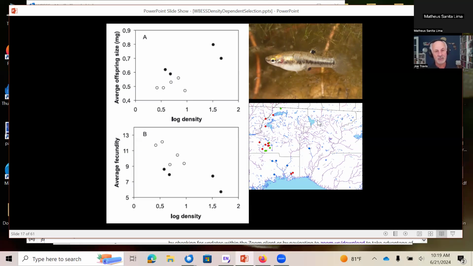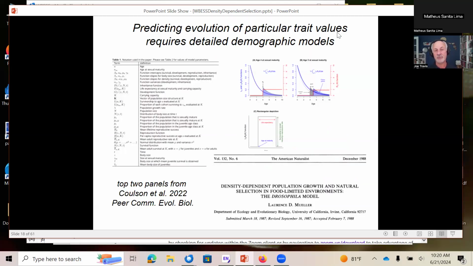However, the theory doesn't really draw the contrast between low density and high density. It draws a contrast between unlimited and limiting environments. And so to apply the theory in this case, you'd have to say, well, at very low density, perhaps this is an unlimited environment, and these are a limiting environment. But the theory is agnostic to the traits. Predicting the evolution of particular trait values under density dependent selection requires detailed demographic models.